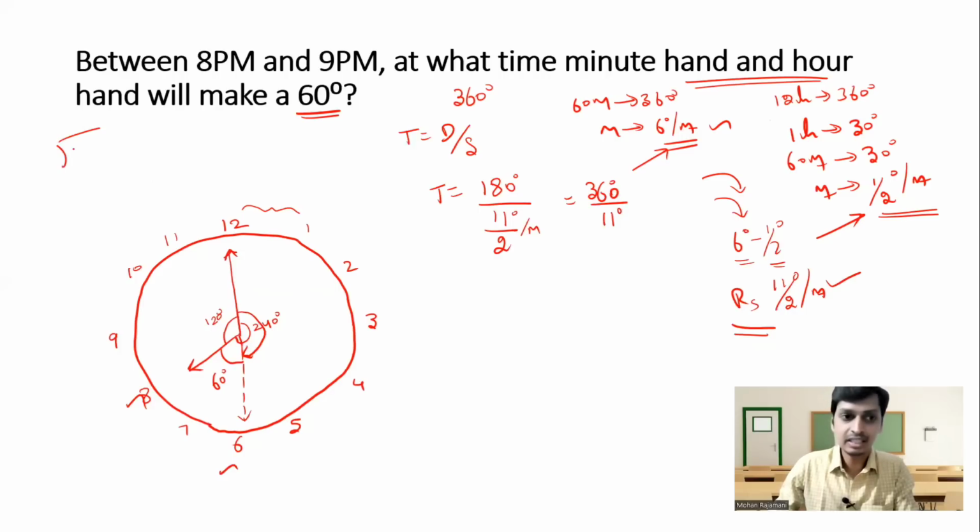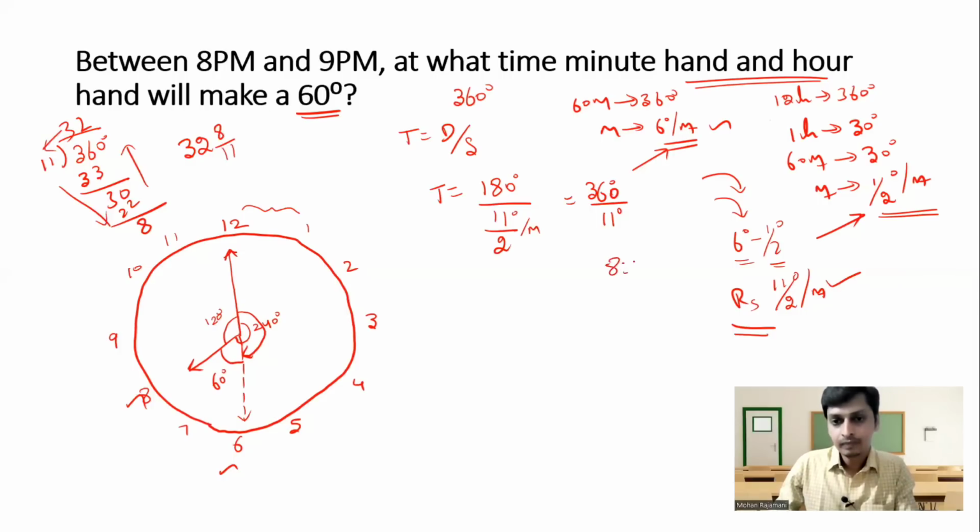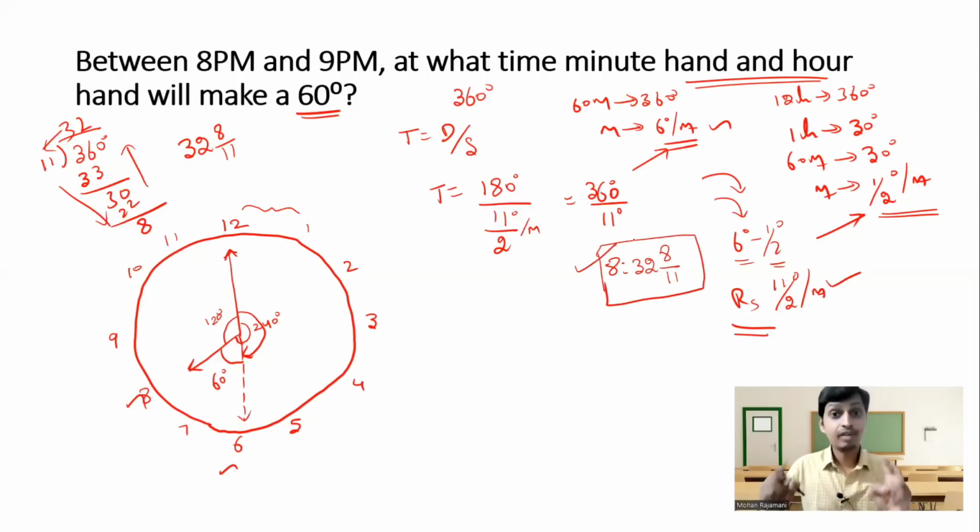So what is 360 divided by 11? 3 into 11 is 33, and it is 30; 2 times 22, and you get 8 as the remainder. So in simple terms, you can say it is 32. You have to write this in mixed fraction. So 32 and 8 by 11 minutes. So at 8 o'clock, 32 and 8 by 11 minutes, it will make a 60 degree angle. And you will get 60 degrees two times.